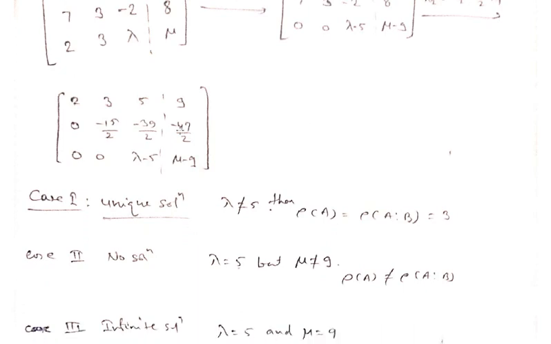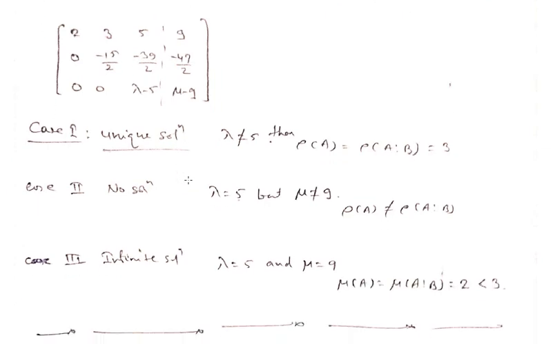Now for no solution, the rank of A and the rank of the augmented matrix are different. If the rank of A is 2 and the rank of the augmented matrix is 3, in that case the system is inconsistent. For that, lambda should equal 5 but mu should not equal 9. In that case the rank of the coefficient matrix and the rank of the augmented matrix will be distinct. So for no solution, lambda should equal 5 whereas mu should not equal 9.